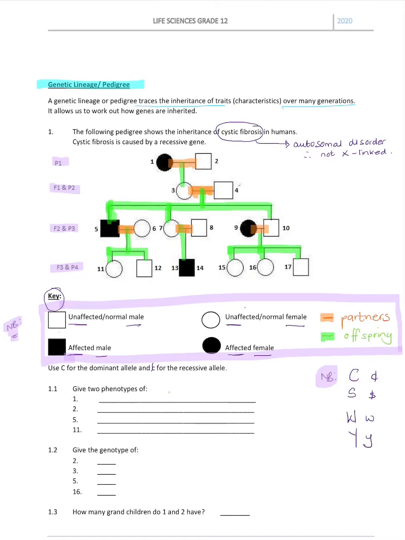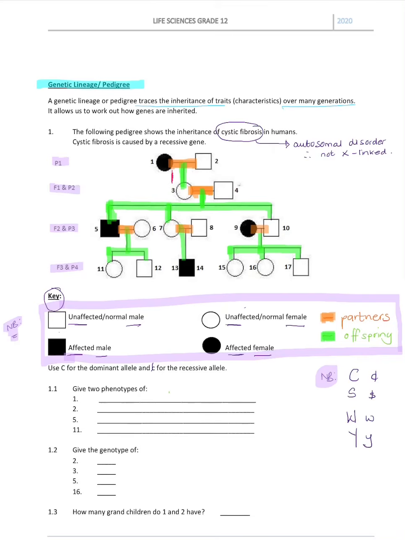If the shapes are joined together, it's showing that they are partners, like mom and dad, and the vertical lines coming down from them show offspring. So in the case of number 1 and 2, they only have one offspring, which is number 3.